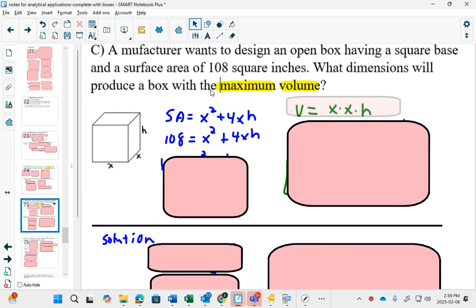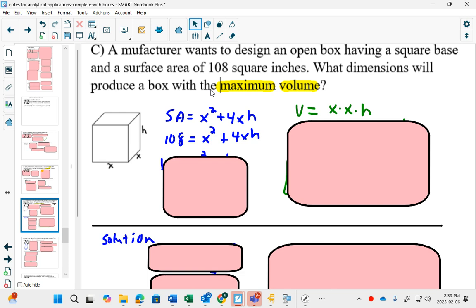Your volume is x squared times h. So right now, we can't optimize yet because on the right-hand side I have two variables. So I look at my first equation. Could I get the h or the x by itself? What would be easier? Because you know the surface area needs to be 108. Think it's easier to get the x or the h?